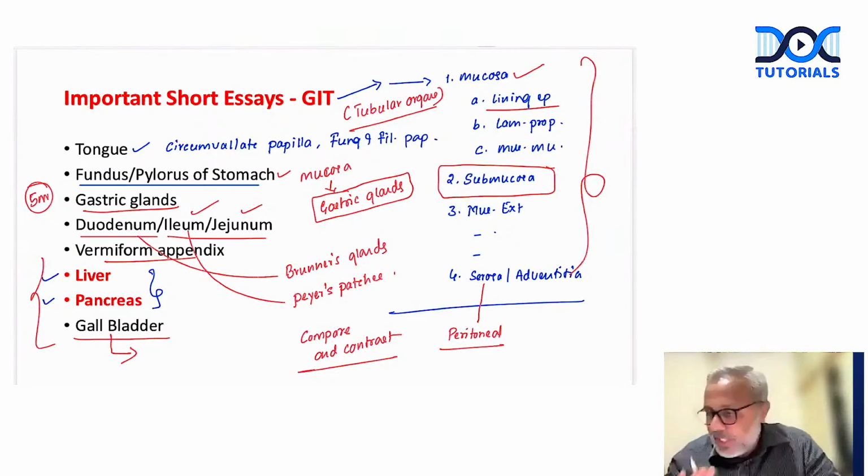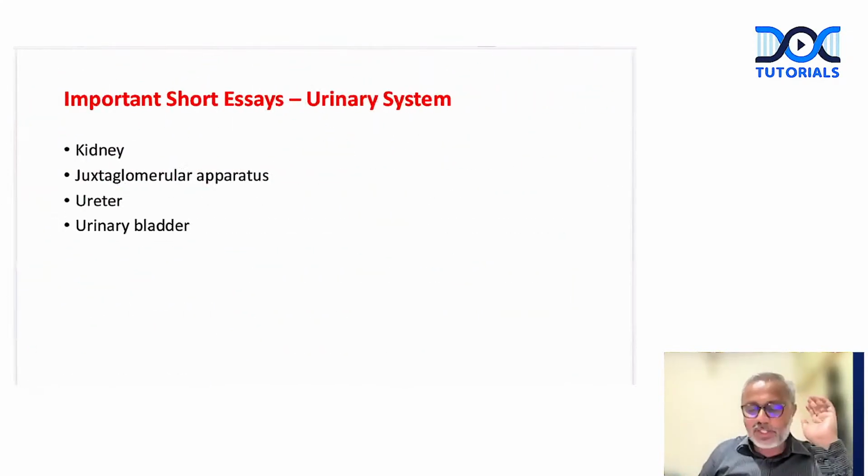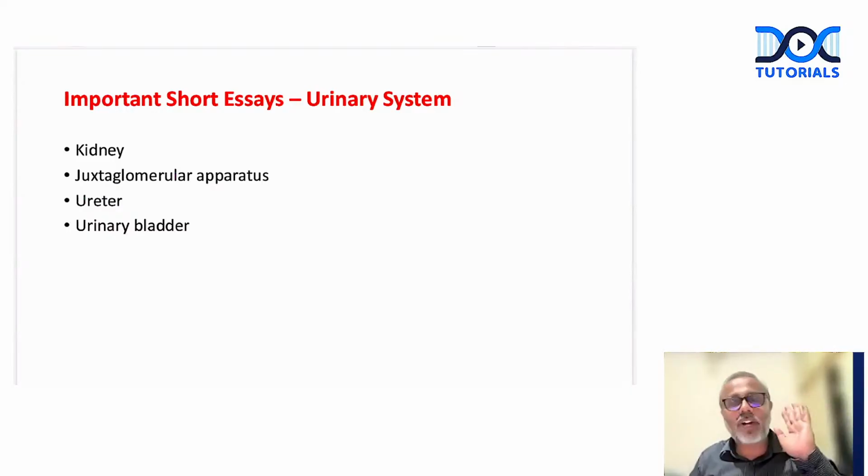Are we clear? So this is regarding what are the important short essays we need to be prepared for the topic of GI. Are we clear? Right. So this is regarding the topics from GIT. Again, don't forget to read liver, pancreas, and gallbladder. Done? Right.